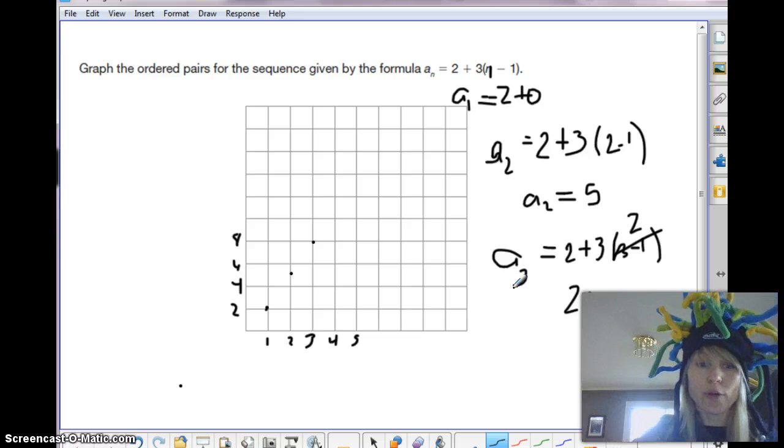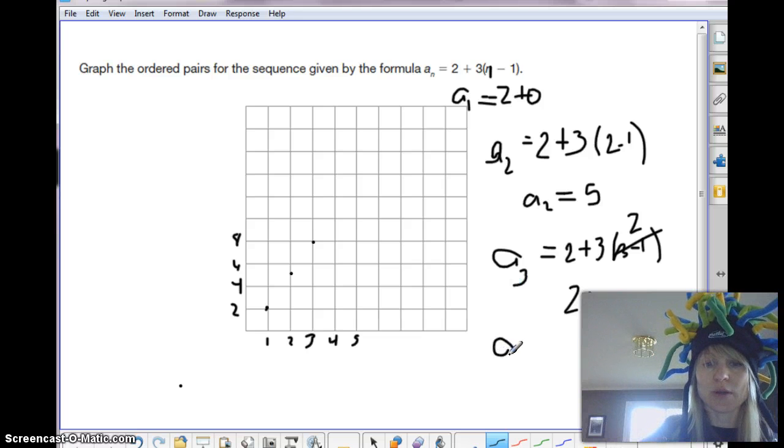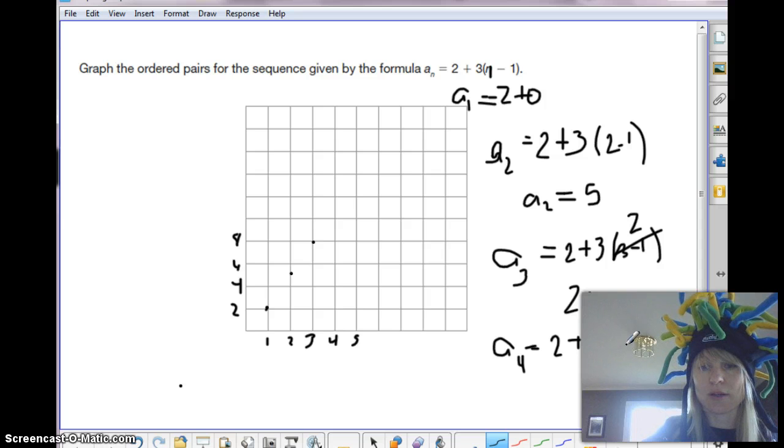And I could do a fourth term. Maybe we'll just go 4. So a sub 4. So I'm trying to find the fourth term. So we have 2 plus 3, and then 4 minus 1, which we know is 3.